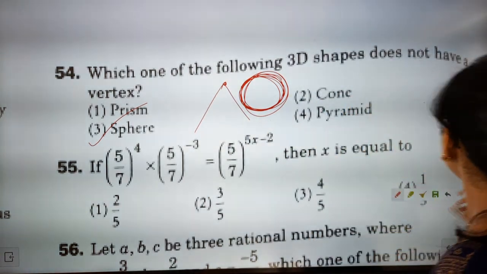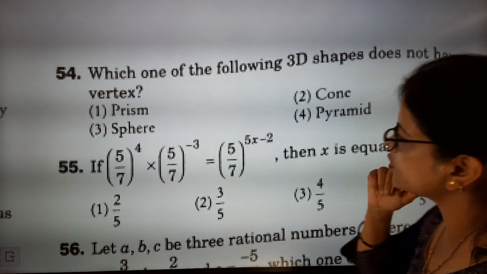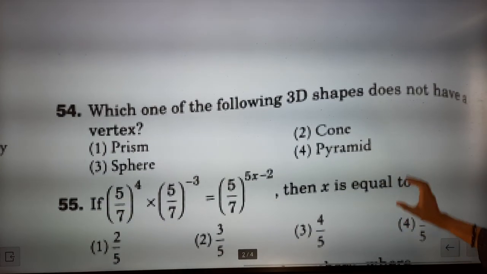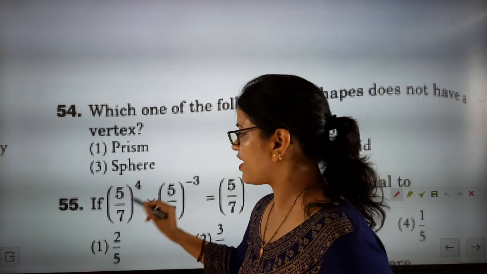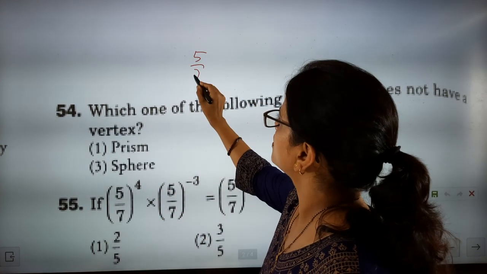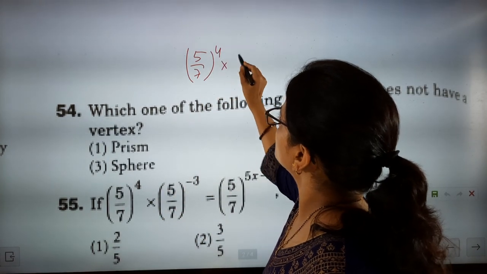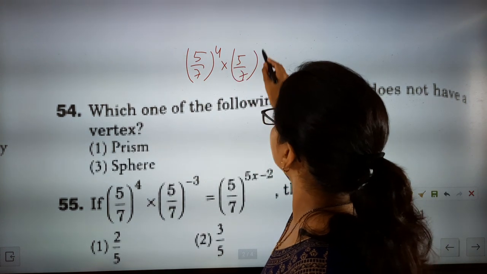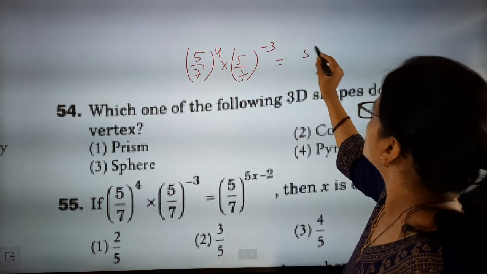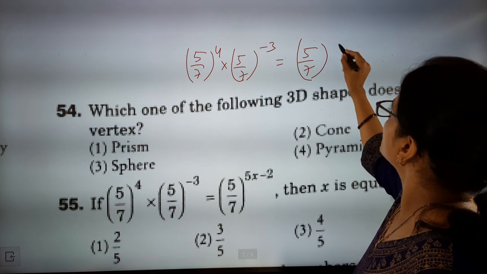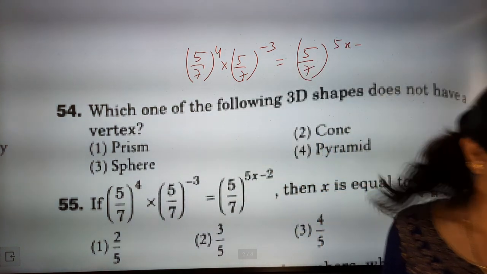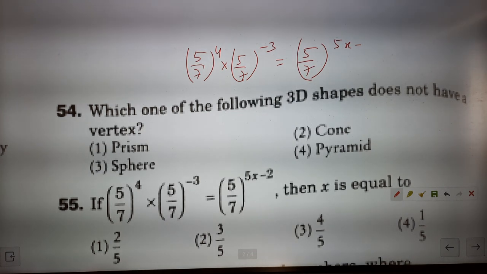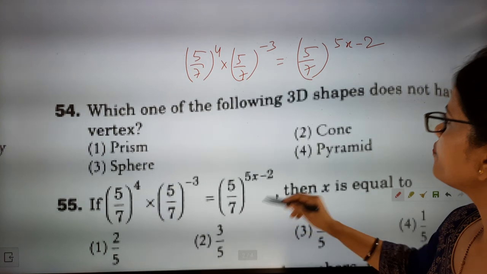Okay. Now I am going to solve the next question. The 55th question says, look here, you have to learn it very nicely. 5 by 7 to the power 4 into 5 by 7 to the power minus 3 equal to 5 by 7 to the power 5x minus 2. So now we have to solve.